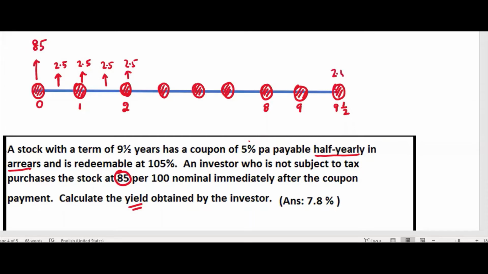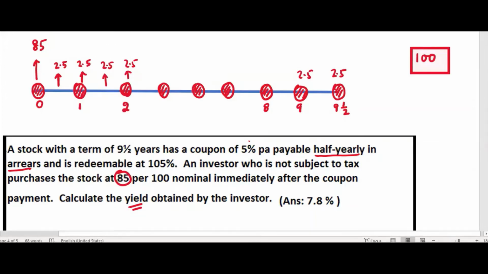You continue up to this. And the final selling price is 105%. And the final value is 105. This is given 105%. If you take 100 nominal, it will be 105. If you take 1000 nominal, it will be 1050. And the coupons will be 25 every half year. That way also you can take because it's not mentioned.